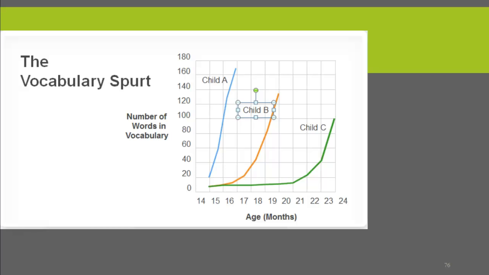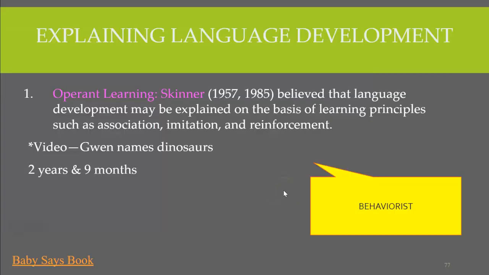The vocabulary spurt shows us that it may not be the same time for all children to start speaking, but once they do, there's that dramatic increase in language. But for most children, that happens before 2 years old.